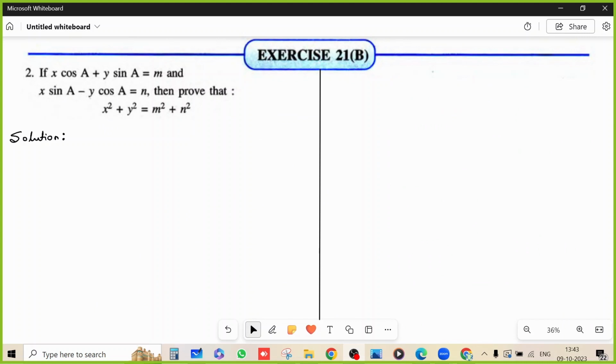In question 2, we are given that if x cos A plus y sin A is equal to m and x sin A minus y cos A is equal to n, then prove that x square plus y square is equal to m square plus n square. So here we will begin with the RHS, that is given as m square plus n square. So we will put the values now. M is given as x cos A plus y sin A.